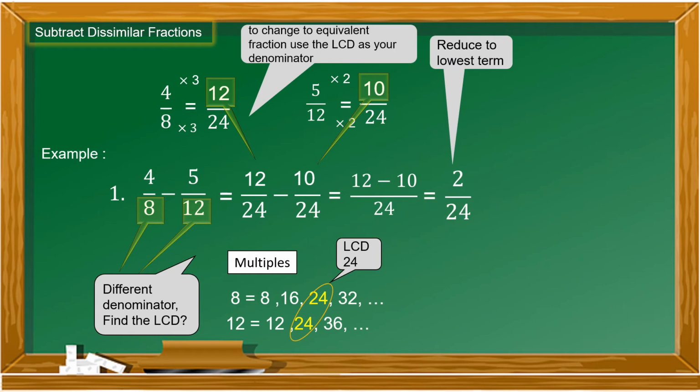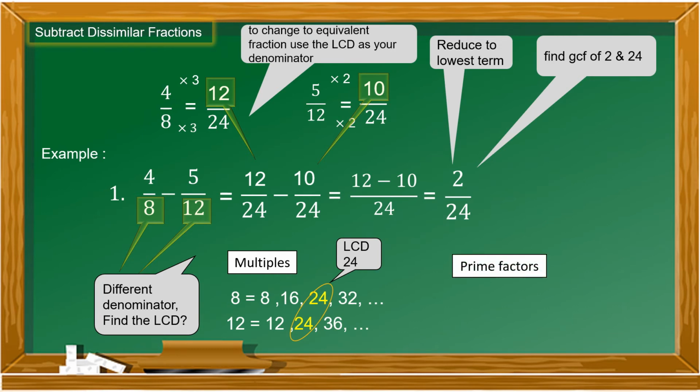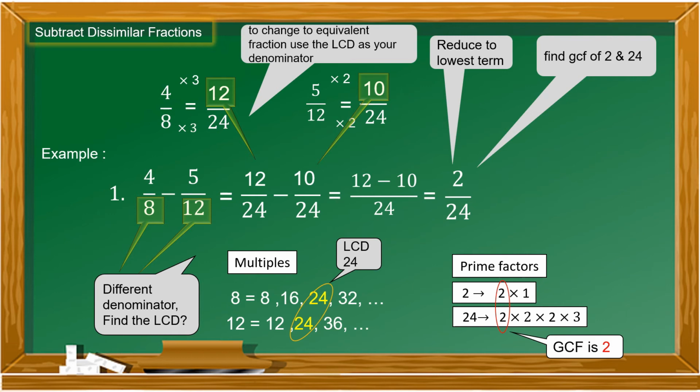Then reduce this to the lowest term. Find the GCF of 2 and 24 using prime factors. The prime factors of 2 are 2 times 1. The prime factors of 24 are 2 times 2 times 2 times 3. The number they have in common is 2. So that is your GCF, the greatest common factor.